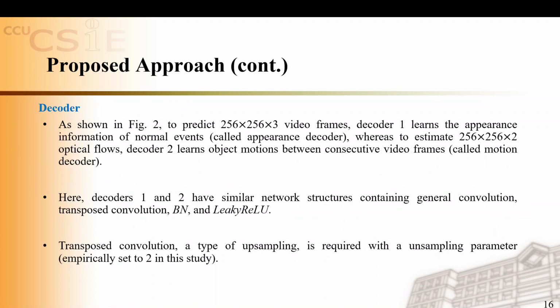For the decoder, as shown in Figure 1, to predict the video frame, decoder 1 learns the appearing information on normal events, called the appearance decoder, whereas to estimate optical flow, decoder 2 learns object motion between consecutive video frames, called the motion decoder. Here, decoder 1 and 2 have a similar network structure containing transposed convolution, BN, and leaky ReLU. Transposed convolution is a type of upsampling.